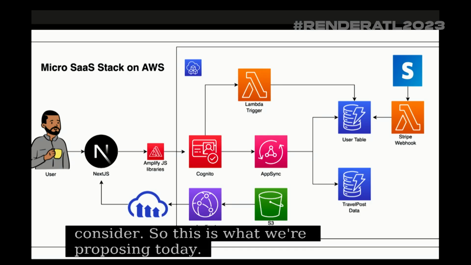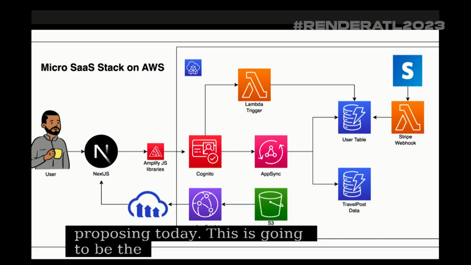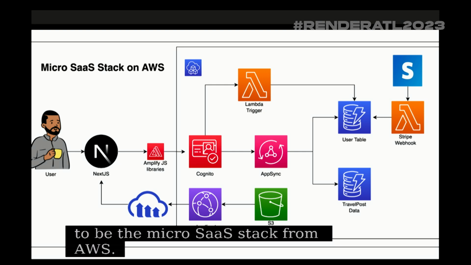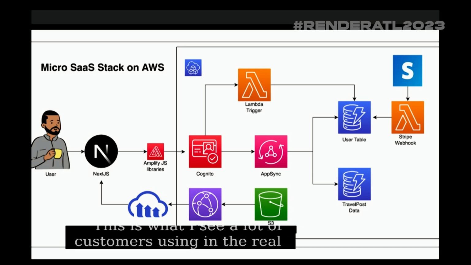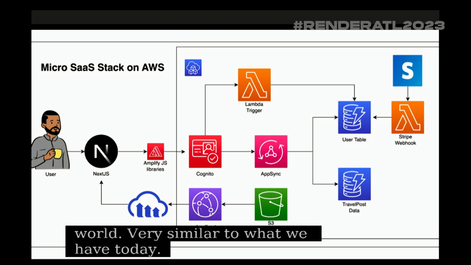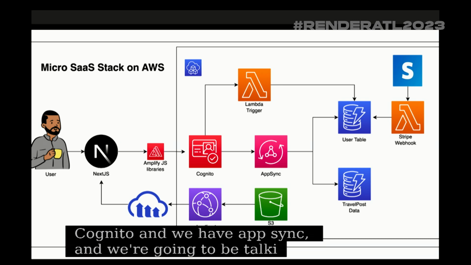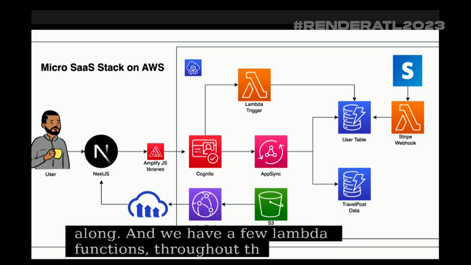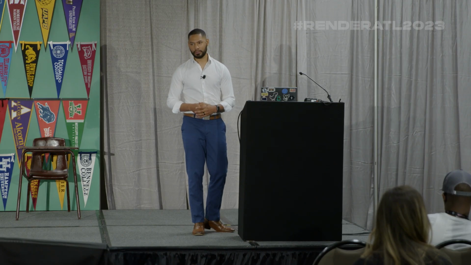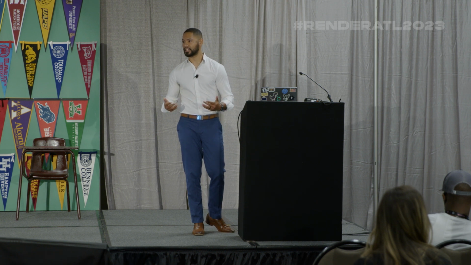So this is what we're proposing today. This is going to be the micro SaaS stack from AWS. This is what I see a lot of customers using in the real world, very similar to what we have today. Up front, we have Cognito. In the middle, we have AppSync, and we're going to be talking about these services as we go along. And then we have a few Lambda functions throughout the way, a user table, and then we're going to have essentially a SaaS table. Okay.